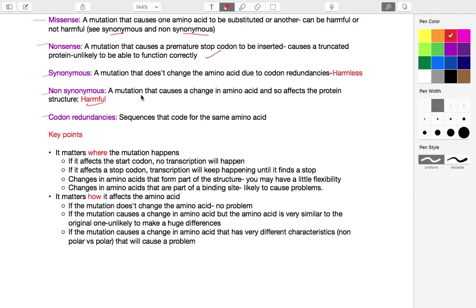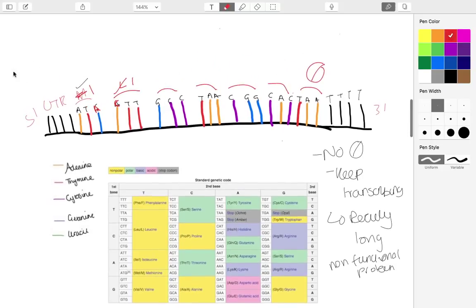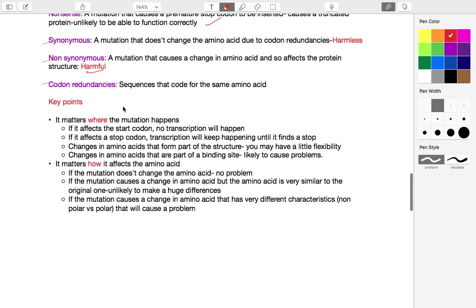So it matters where the mutation happens. If it affects the start codon, no transcription will happen. So if we change methionine, which is ATG, to ATA, and we called it isoleucine, it's just going to keep going. Obviously, it still binds when it comes to transcription. So the RNA polymerase still binds to the upstream promoter, but we have a problem and transcription won't initially begin. Okay? So if it affects the start codon, no transcription will happen.